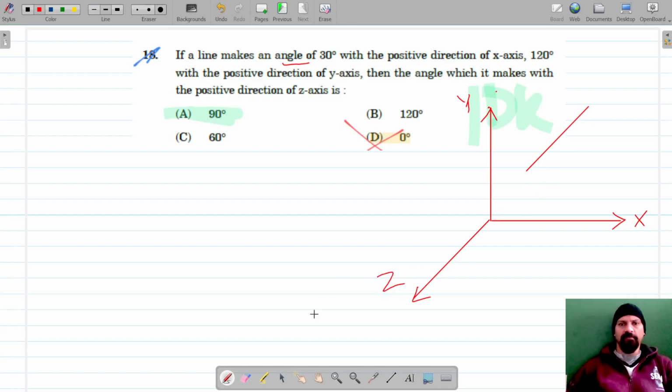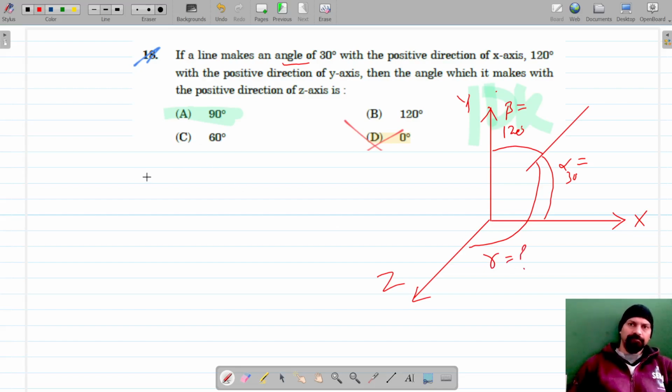So this line makes an angle of 30 degree with the positive direction of the y-axis, where the x-axis angle is 120 degree. Now this angle is known as alpha, and this angle is known as beta. The z-axis angle is known as gamma. So we have to find this, and we know that cos square alpha plus cos square beta plus cos square gamma is equal to 1.